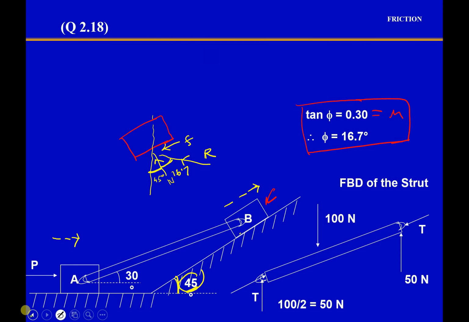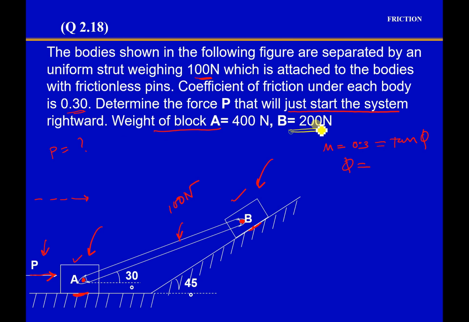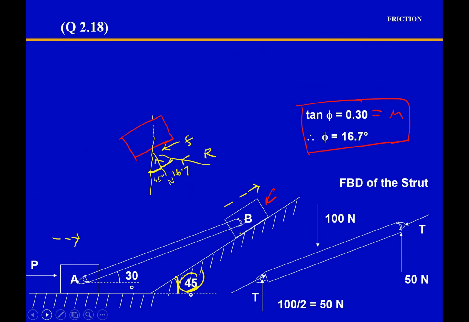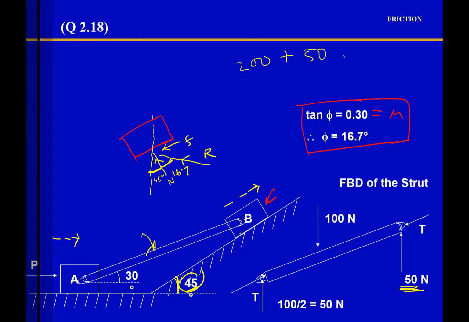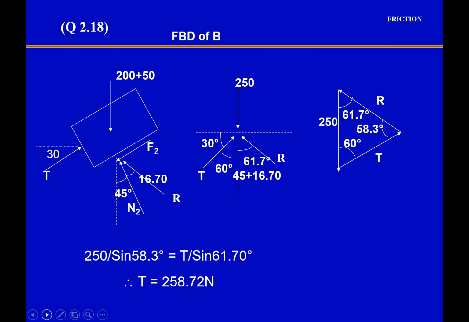So if you follow the weight of it, for the B it is 200, right? Now remember that the block B has 200 weight, and from the strut there is 50 Newton weight coming, right? 200 plus 50. So here you see the free body diagram of the B. You see 200 plus 50 here, and the same reaction forces that I have shown you, making a 45-degree angle with the vertical, and then you have the angle 16.7, and the frictional force direction also you see.